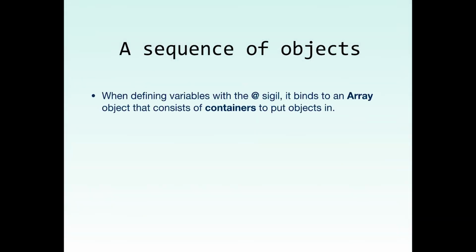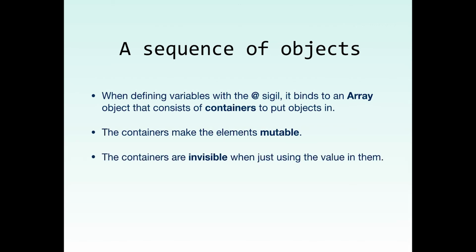So what does this display? Again, this doesn't display anything because we don't output anything. So a sequence of objects is what you actually get when you define a variable with the @ sigil. And you actually create an array object, and it has containers in it, and that's where the objects are put in. It's the containers that make the array mutable. And the containers again are invisible if you're just using them. And maybe of note here is that the comma is what actually created the sequence of objects.